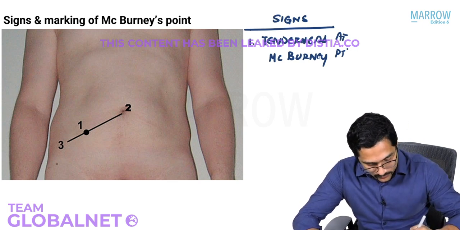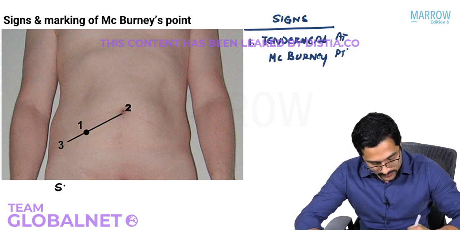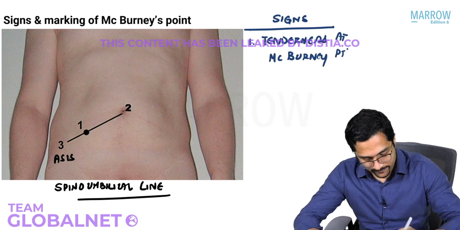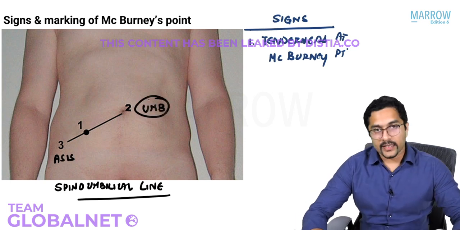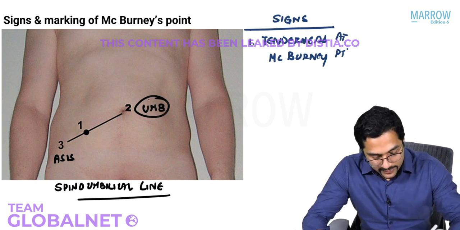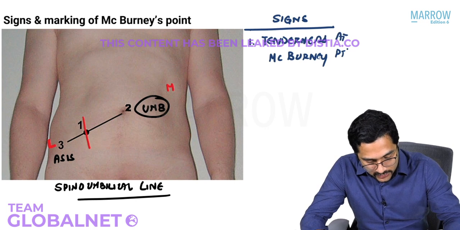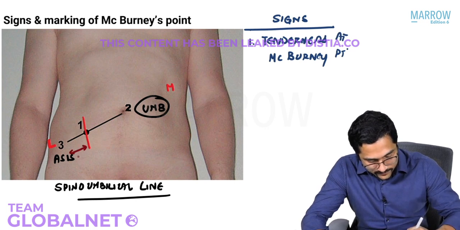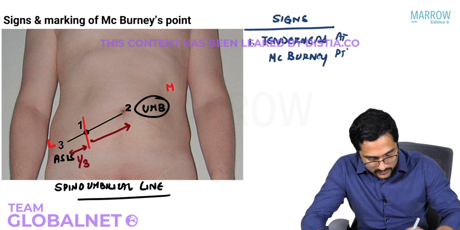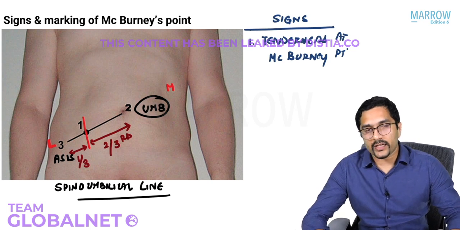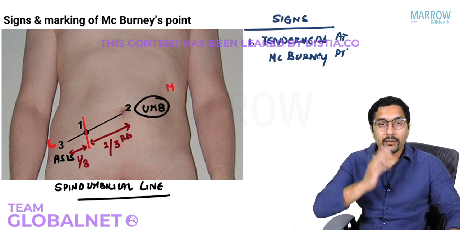So this is the spino-umbilical line. What is drawn here is the spino-umbilical line. Spino-umbilical line means it joins the anterior superior iliac spine with the umbilicus. Now, this is lateral and this is medial. At the junction of lateral 1/3 and medial 2/3, that is where McBurney's point lies. And there is tenderness at McBurney's point.